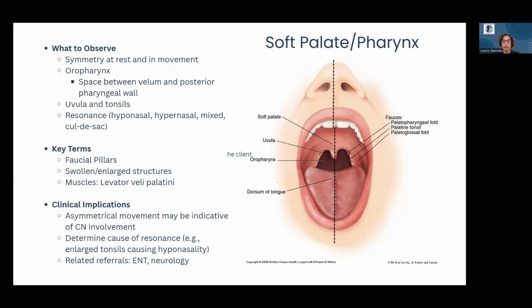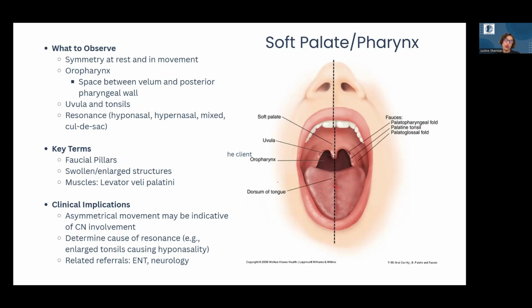Next, you're going to assess the movement functionally by asking the client to sustain a vowel like ah and alternate nasal and non-nasal syllables if appropriate. So we are looking for symmetry of the elevation. We're looking for full reach to the posterior pharyngeal wall. We are looking for the presence of a gap between the velum and the pharyngeal wall. And clinically, why that's important: symmetrical elevation is essential because it gives normal resonance and bolus control.